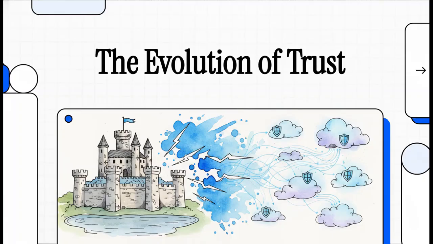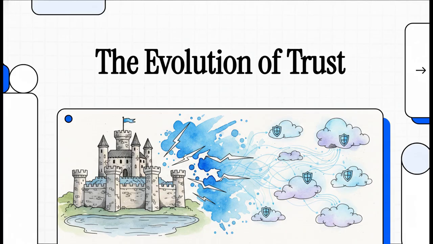Welcome to this explainer. Look, we're about to unpack a massive paradigm shift in security engineering. For literally decades, we all got really comfortable relying on that classic castle and moat strategy. You know the one. But the sheer explosion of cloud computing didn't just breach those walls, it completely vaporized them.